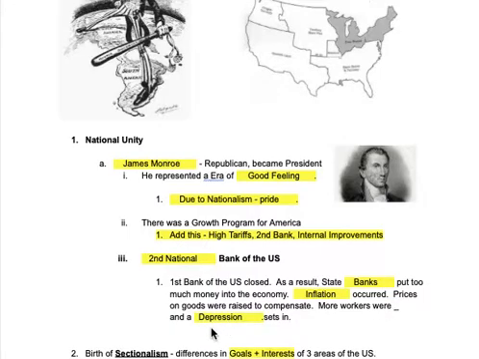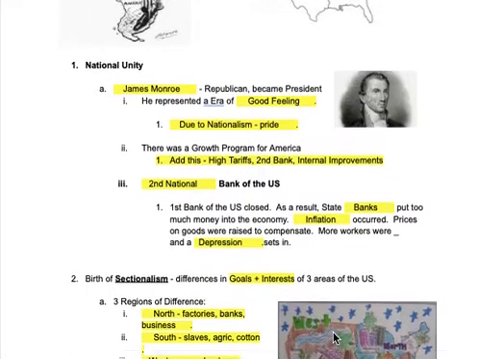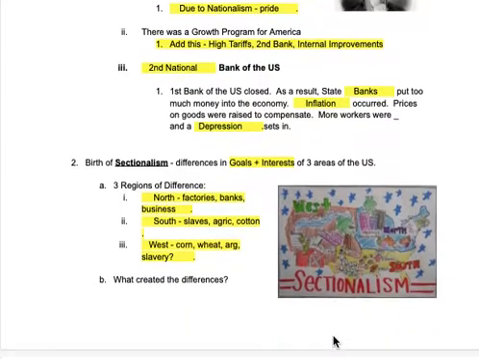Sectionalism we will define as the differences in goals and interests of 3 areas of our country. We've got the North, where factories, banks, and business dominate. This makes sense. We don't have a long growing season here in Wisconsin. We rely on short growing seasons, and on services, banking, business, and factories.